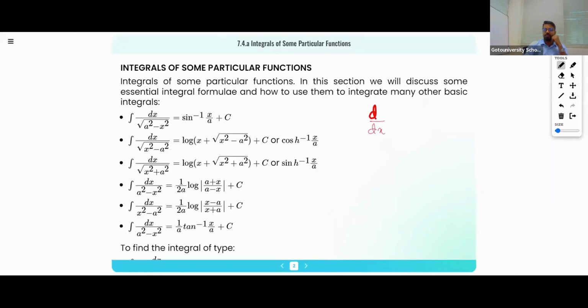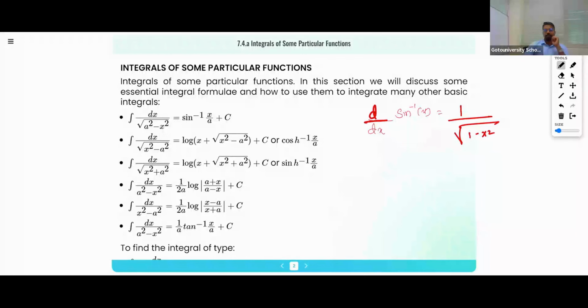dx of inverse trigonometric function. That's what we learned, right? We started our differentiation in the 12th standard by understanding differentiation of inverse trigonometric functions like sine inverse of x. Can you tell me what it is? The differentiation of sine inverse x is 1 by root of 1 minus x square, right?